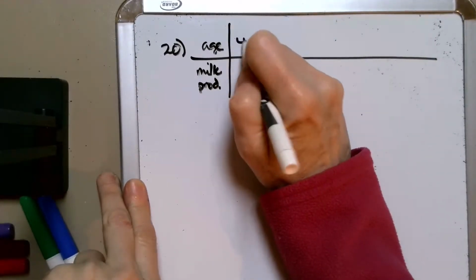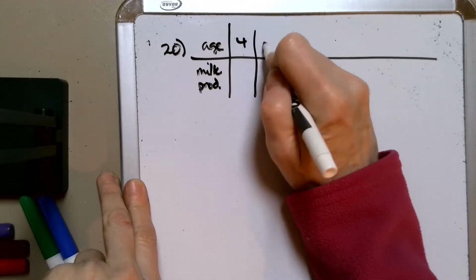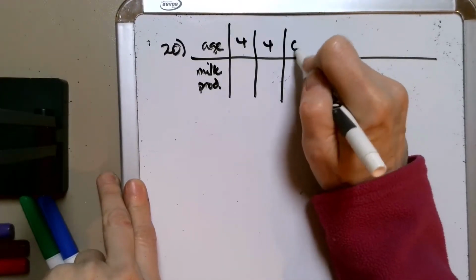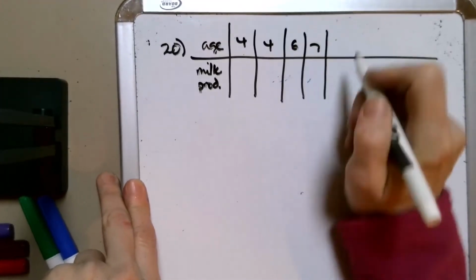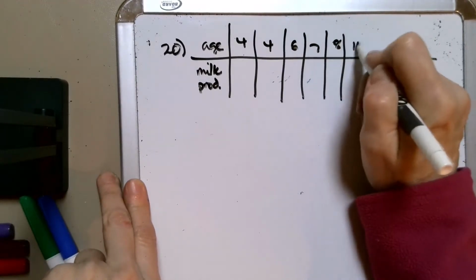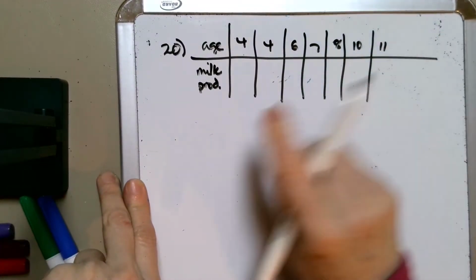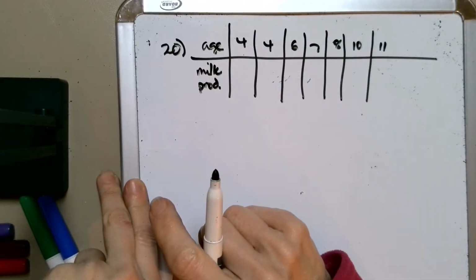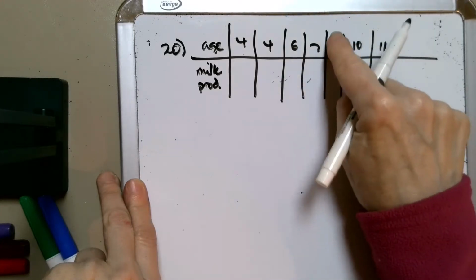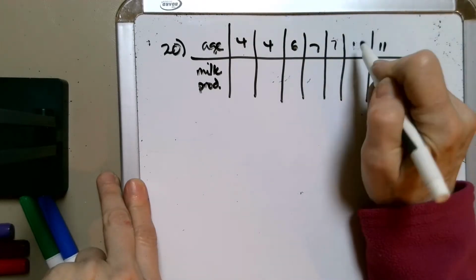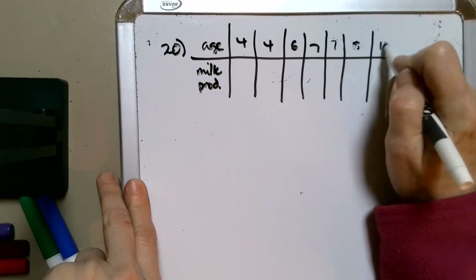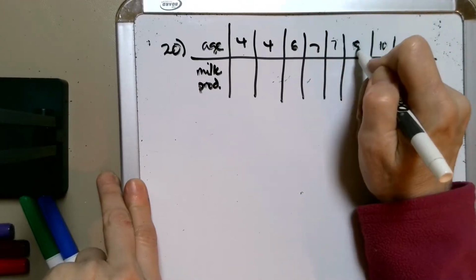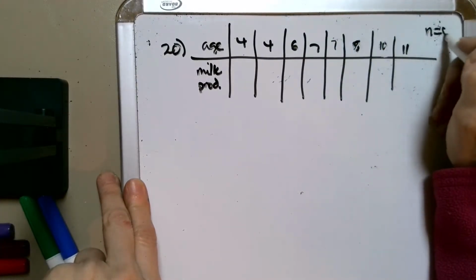And so we've got age 4 years, 6 years, 7 years, 8 years, 10 years, and 11 years. So 1, 2, 3, 4, 5, 6, 7 cows. I'm missing somebody. 4, 4, 6, 7, oh sorry, 7, 8, 10, and 11. 8 cows. So our sample size is 8 here.